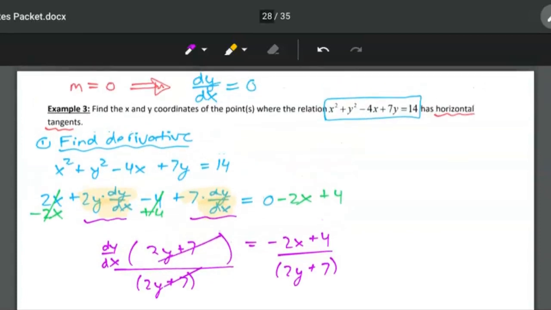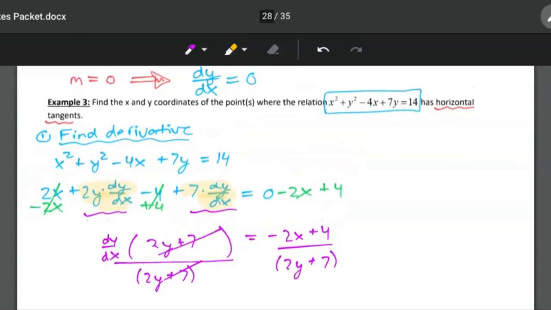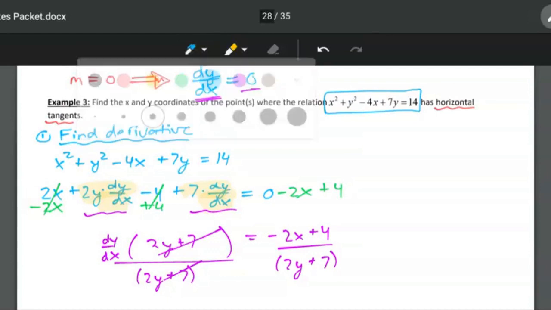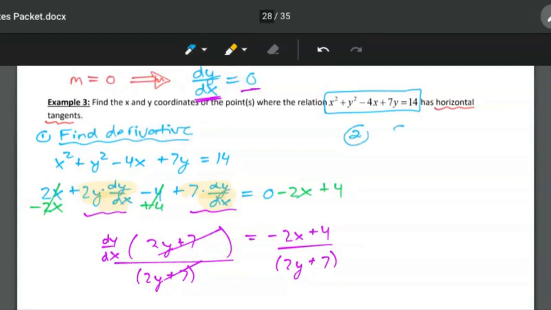All right, so we said our derivative has to equal 0. So next up, we got to take our derivative and set it equal to 0. So step 2, got to set dy/dx equal to 0. That's kind of the game plan. So our dy/dx is right here. So we got negative 2x plus 4 all over 2y plus 7. And we got to set that equal to 0.